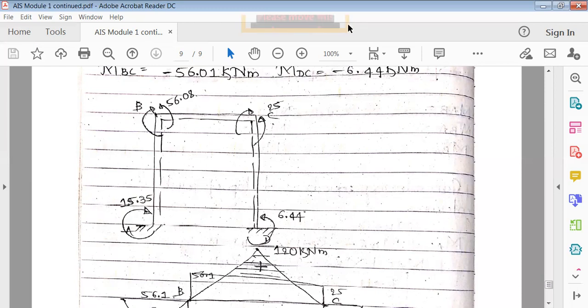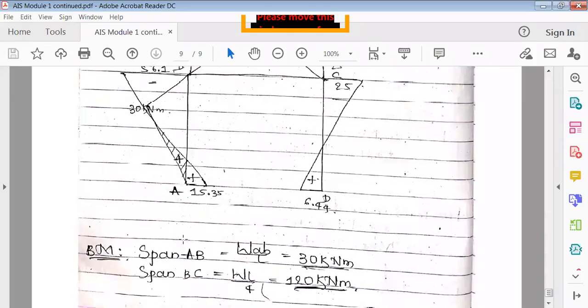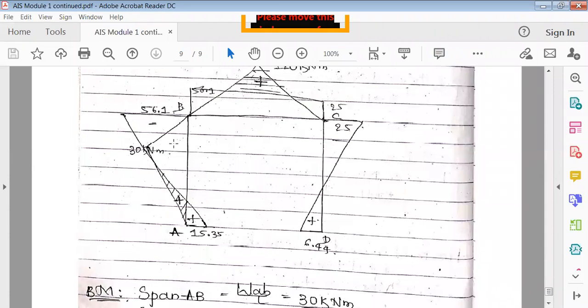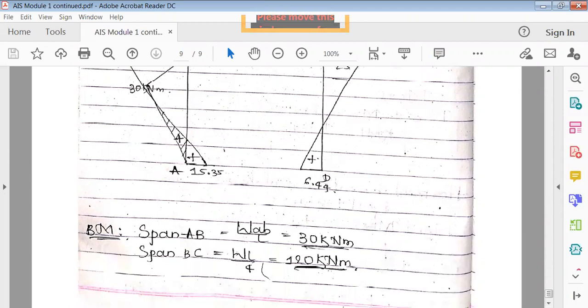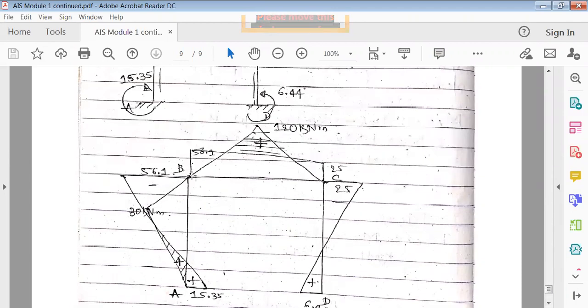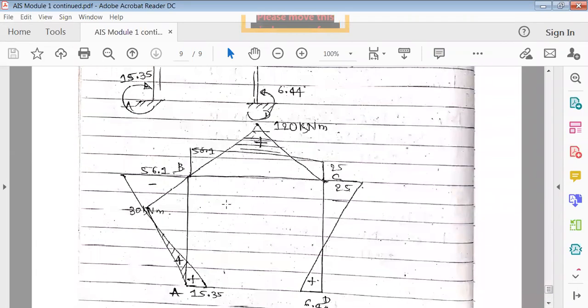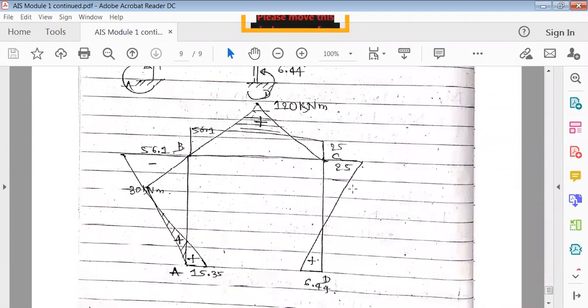Once you draw this, next first mark this in the frame, then finally draw the free bending moment first. The free bending moment is first for span AB. In span AB there is an eccentric load, so WAB by L. So it is 30. Under the load, mark 30 kilonewton. So at A it is 0, 30 maximum, and at B it is 0. Similarly, span BC. Span BC is WL by 4, so it would be 120 kilonewton meter. So this is 120.